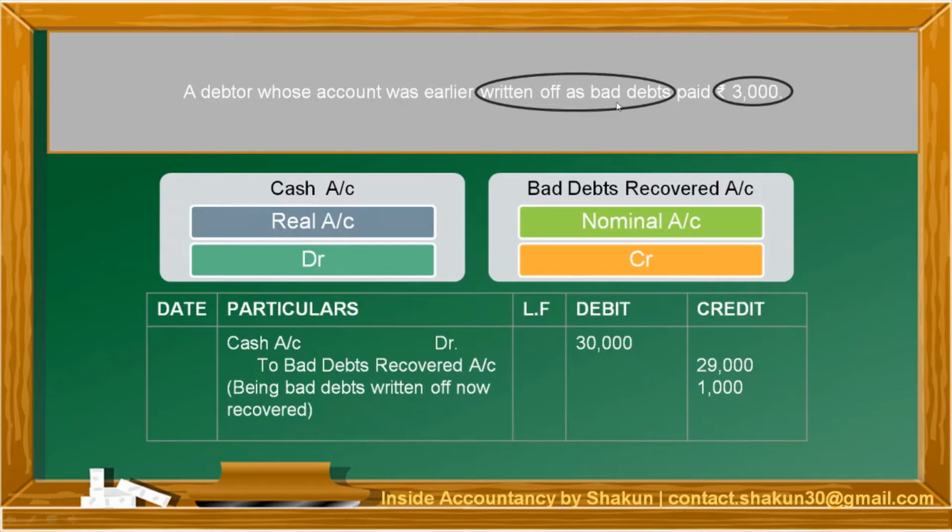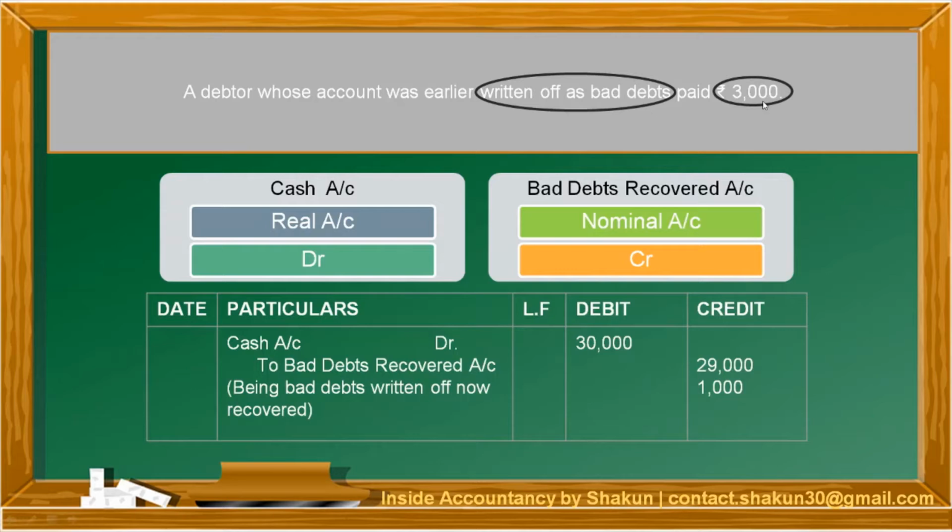See, these are not bad debts, but this is a debtor who must have become insolvent, who was unable to pay the amount, and it was written off as bad debts. Means at the time of insolvency, bad debts account would have been debited. Okay. Now he is paying you 3,000. So maybe his position got better and after a few months he was able to pay you 3,000 rupees.